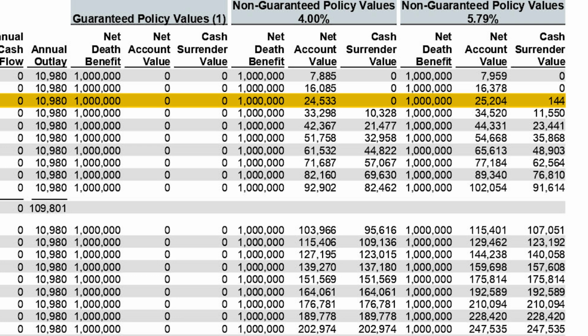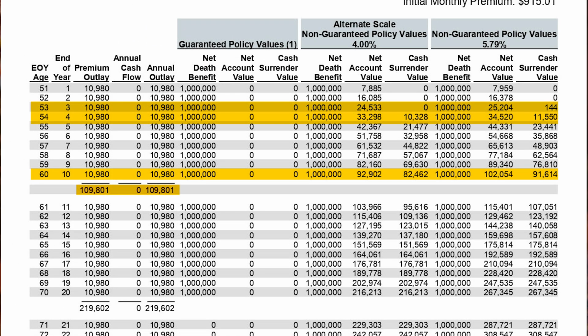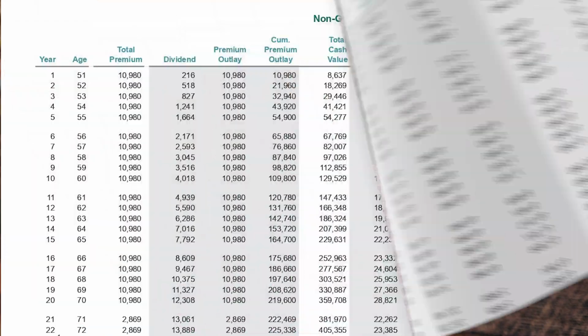144, guys. Finally, by year 4, you start to see it ease up a little bit. Now he's got 11,500. But notice, 10 years, he's put in almost 110 grand. He's only got 91,000.